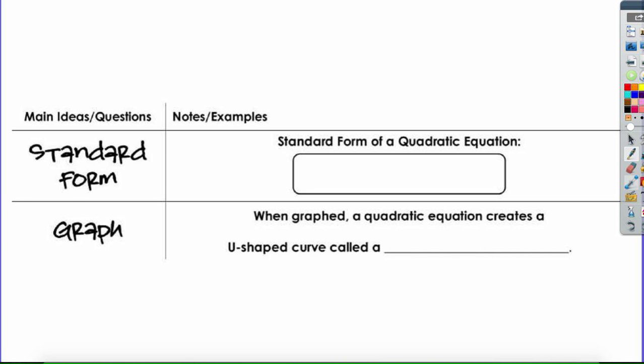So first of all, we need to know that standard form of a quadratic function can be written as y equals ax to the second power plus bx plus c. We remember when we used to write the polynomials in standard form, it was in order from greatest to least based upon its degree, and that is how the standard form of a quadratic equation is written. A, b, and c just represent potential numbers. When it is graphed, a quadratic equation creates a U-shaped curve and is called a parabola. Looks like parabola phonetically, but you say it parabola.